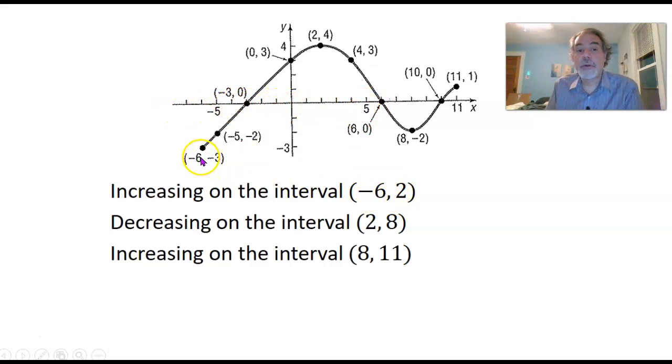And they follow one another. You go from -6 to 2, then you start at 2 and go to 8, then you start at 8 and go to 11. There's no overlap because you can't be increasing and decreasing at the same time.